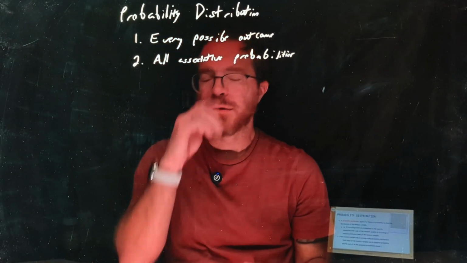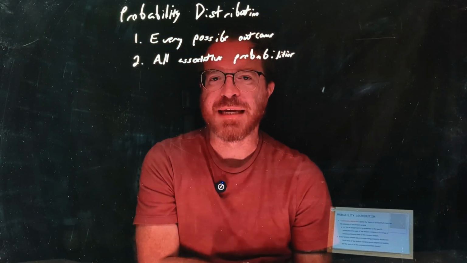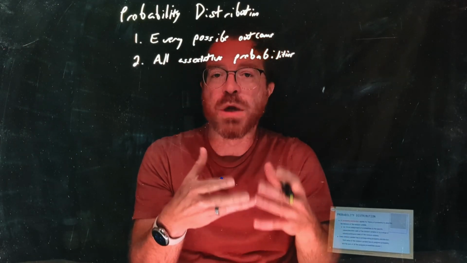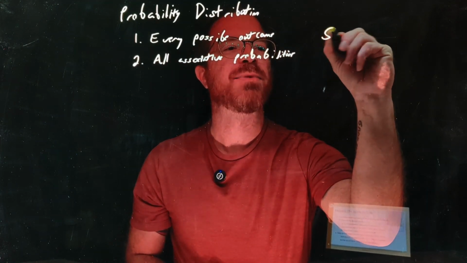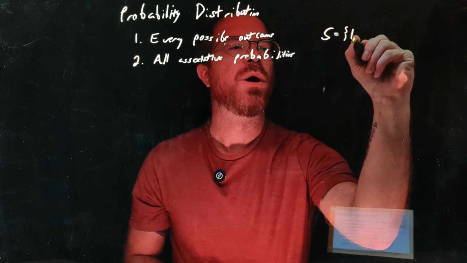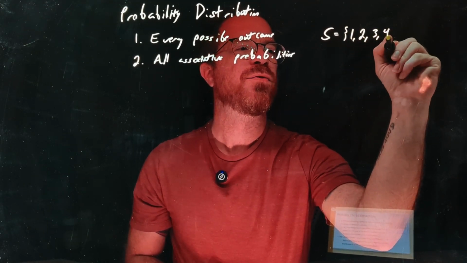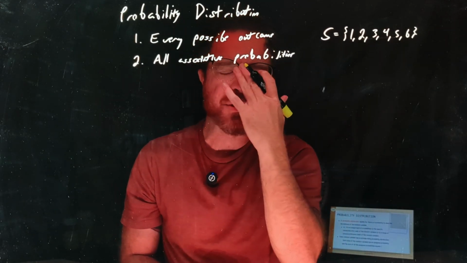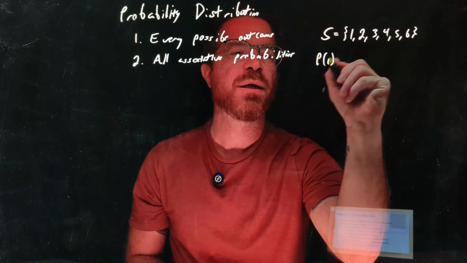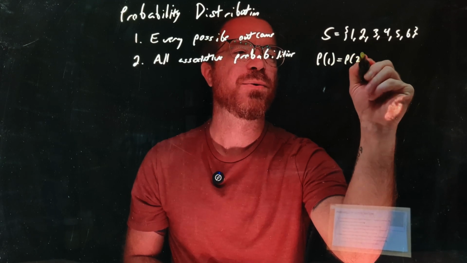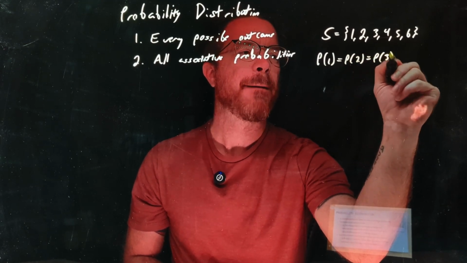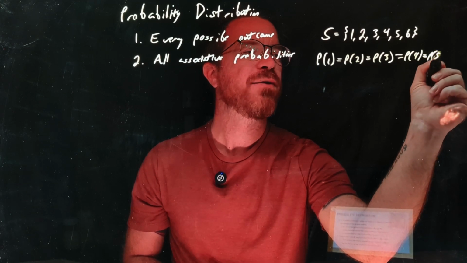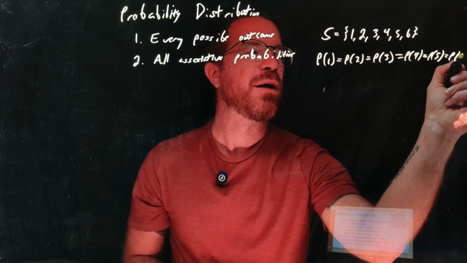So what does this mean in practice? Okay, going back to my rolling a fair die example, I would need all of my possible outcomes. So if I did this experiment, what could happen? In this case, my sample space would be equal to 1, 2, 3, 4, 5, and 6. And then I would need the probability for each of those. So I would need the probability of 1, and I would need the probability of 2, I would need the probability of 3, the probability of 4, probability of 5, and the probability of 6.